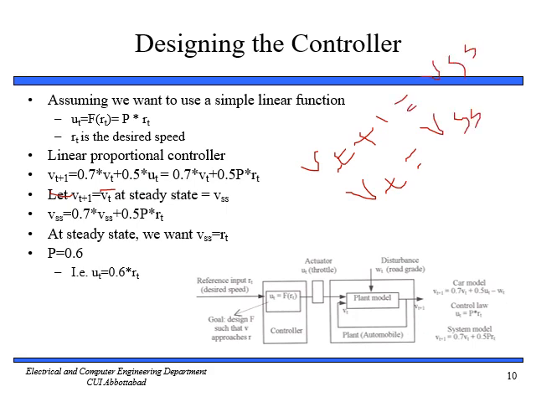Okay, so we have this equation, vss is equal to 0.7 into vss plus 0.5 p into r of t. So we can see that at steady state we want our speed to be equal to r of t. So just replace vss with r of t here: r of t is equal to 0.7 into r of t plus 0.5 p into r of t.